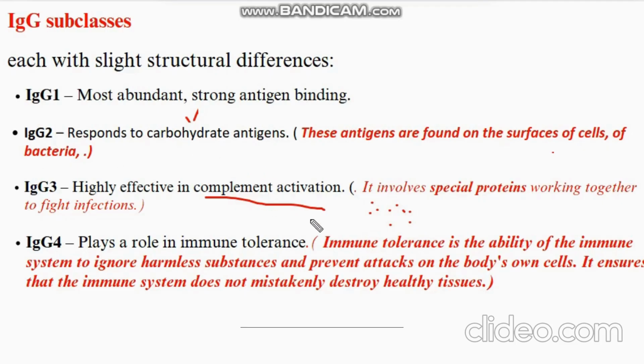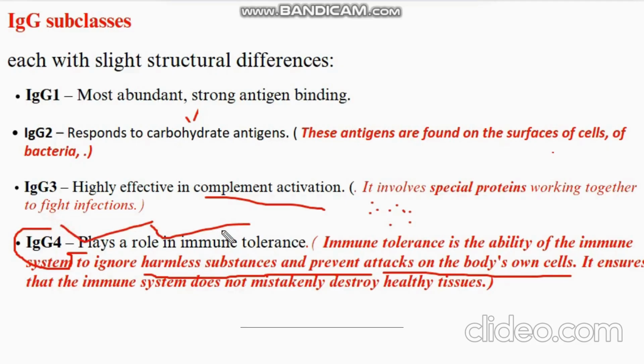The next one is IgG4 antibody. IgG4 antibody mainly plays a role in immune tolerance. Immune tolerance is the ability of the immune system to ignore harmless substances and prevent attacks on the body's own cells. So IgG4 has a very important role in immune tolerance.